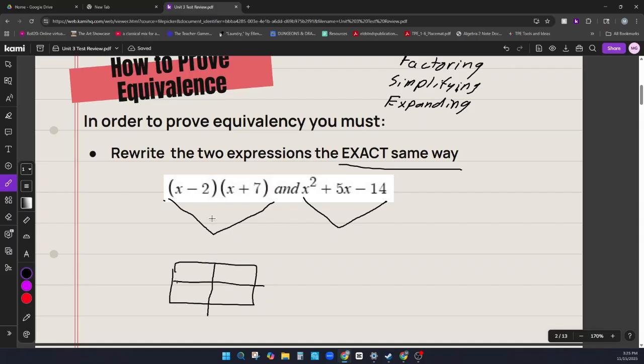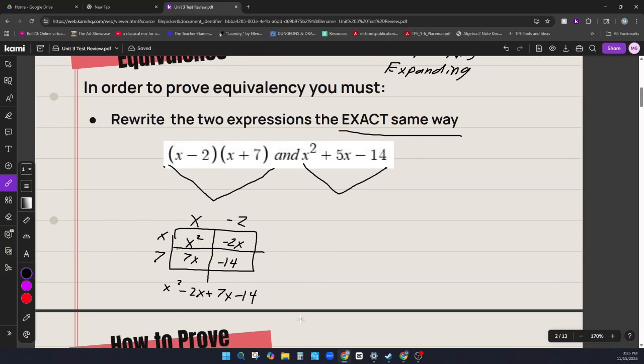Okay. Since we start with our parentheses, we always populate the outside of our box. So that's going to be x and negative 2, x and 7. That's going to give me x squared minus 2x, 7x, and negative 14, which gives me x squared minus 2x plus 7x minus 14. And when I simplify, this of course does equal, I'll just set it equal right here, x squared, negative 2x and 7x give me positive 5x, minus 14.